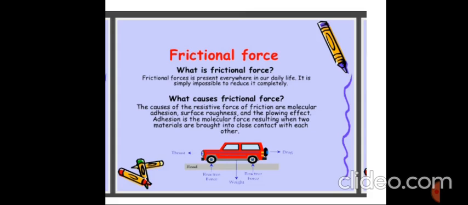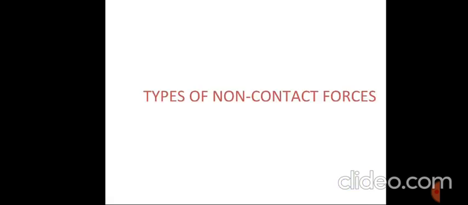Frictional force. The opposing force between two moving surfaces in contact is a frictional force. For example, a ball rolling on a floor slows down and finally comes to rest. A book pushed on a table moves as long as we keep pushing it.